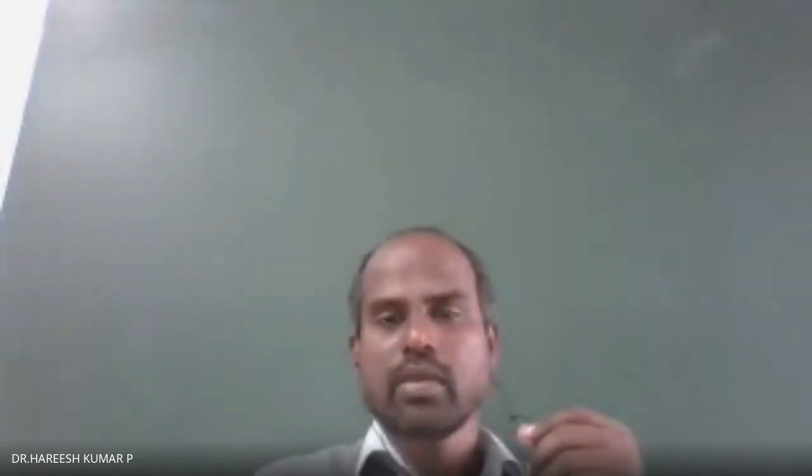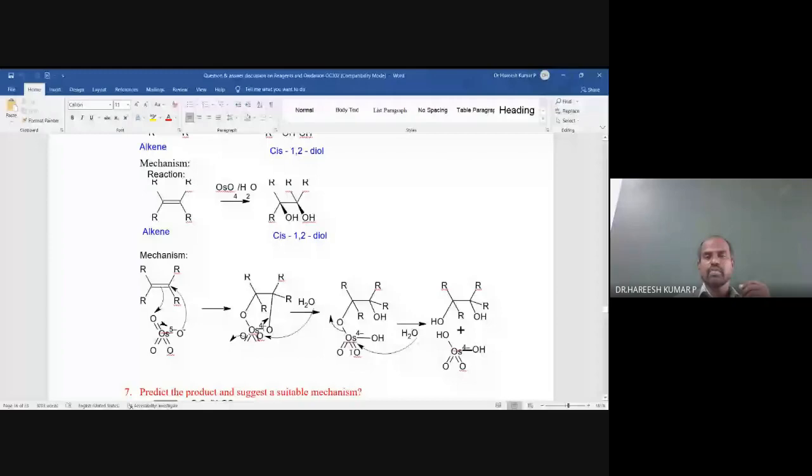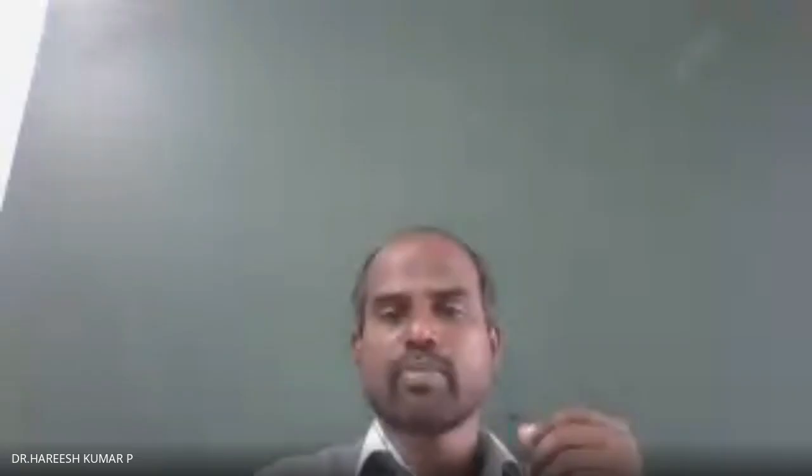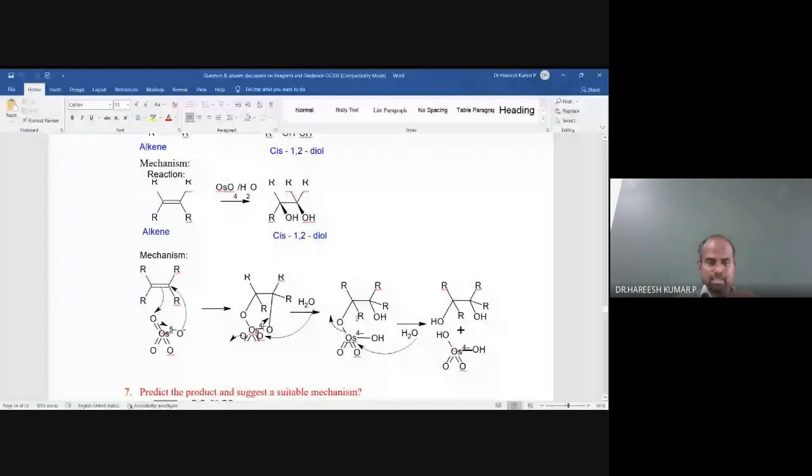So that is how the intermediate is obtained. Later on, a water lone pair present on the water again attacks the osmium, and there will be a bond formation. This bond picks up a proton and converts it into cis-1,2 diol. This is the mechanism. This is the reaction.